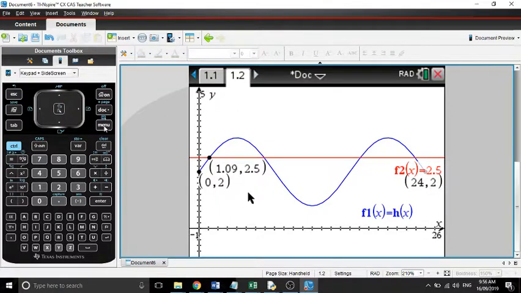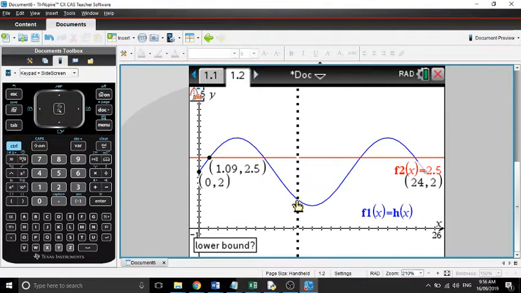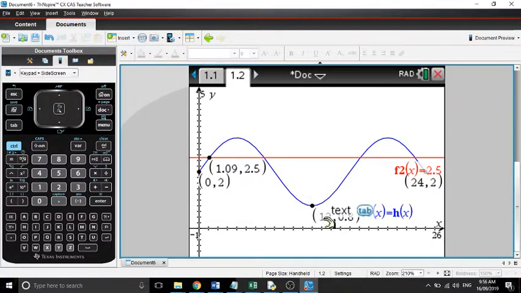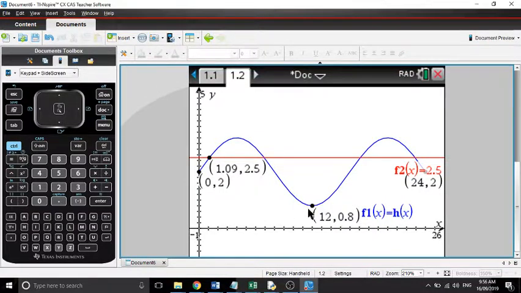So what we'll do is we'll say menu, analyze minimum. We've got a low tide there happening at 12 hours. So we've got a minimum there happening at 12 hours. So we want to know what the height is. Find the times corresponding to the next 2 low tides after midnight. So we've got midnight, and we've got one happening there at 12 p.m. And I'd say we probably have another one for a little bit longer.